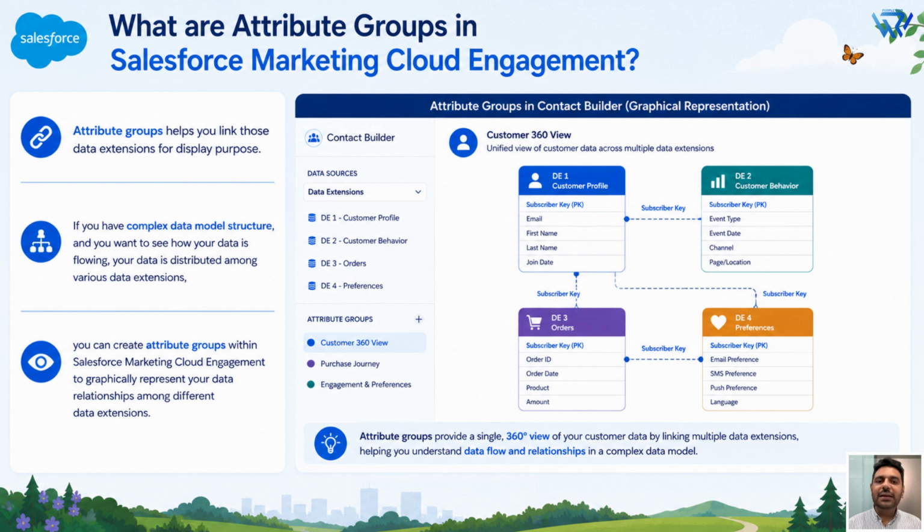If you have a complex data model structure and you want to see how your data is flowing, how your data is distributed among various data extensions, you can create attribute groups within Salesforce Marketing Cloud Engagement to graphically represent your data relationships among different data extensions.